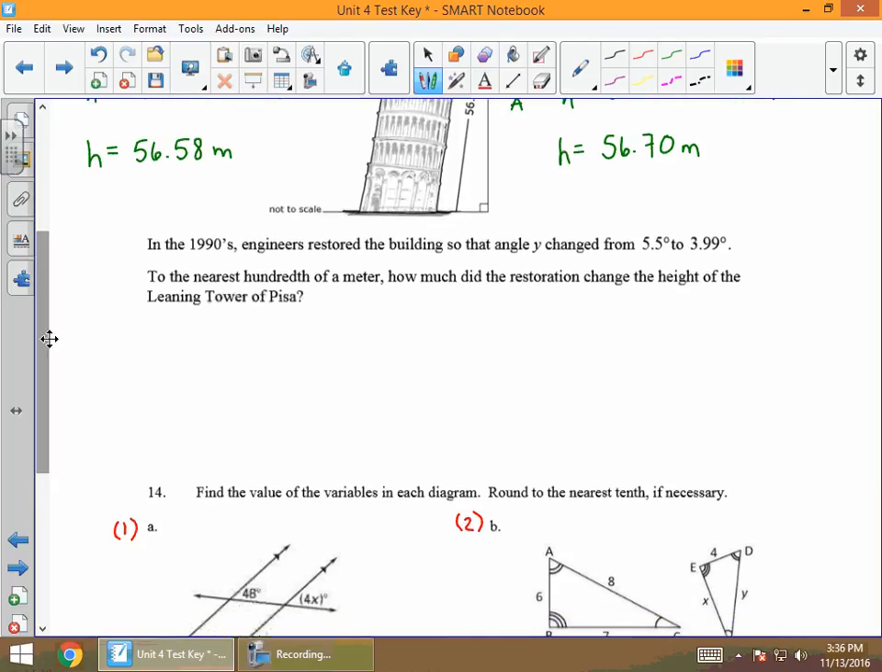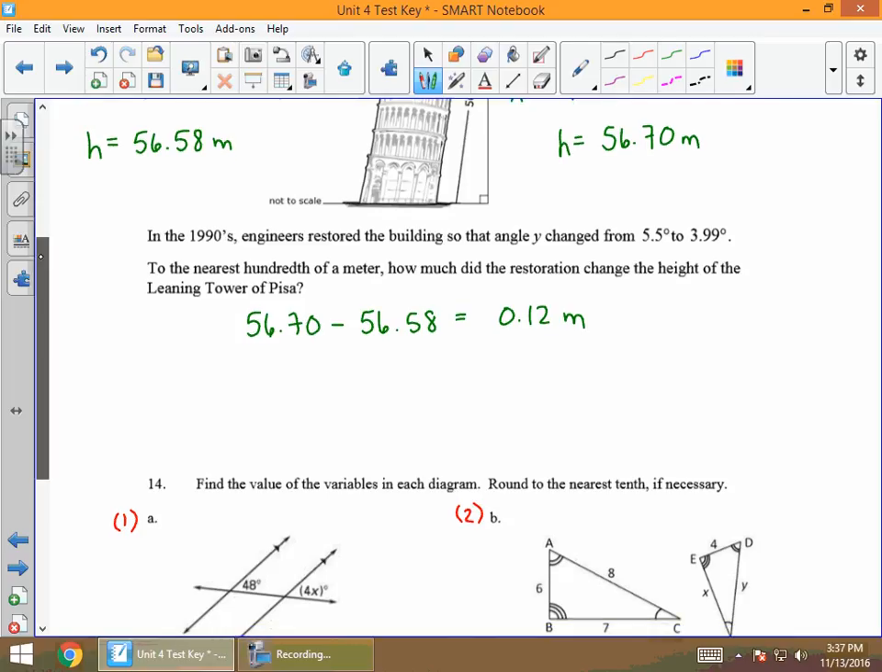So if I want to find out how it changed, I can just take the after and subtract the before. So 56.70, the after height, minus the previous height of 56.58, tells me that the Leaning Tower of Pisa went up 0.12 meters of height. It went up 0.12 meters of height. All right.